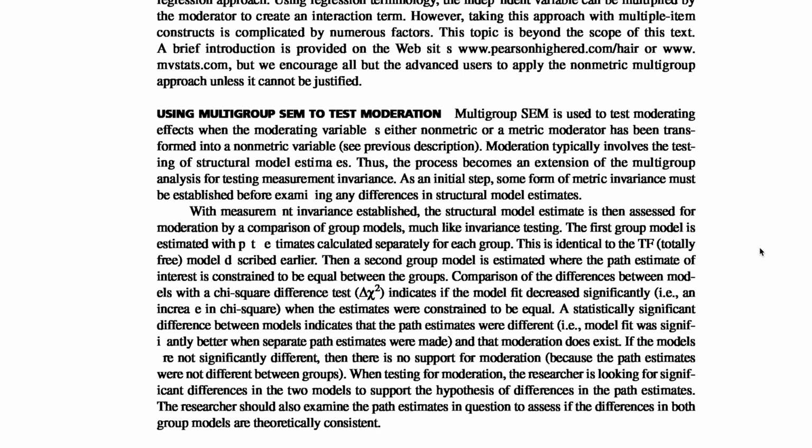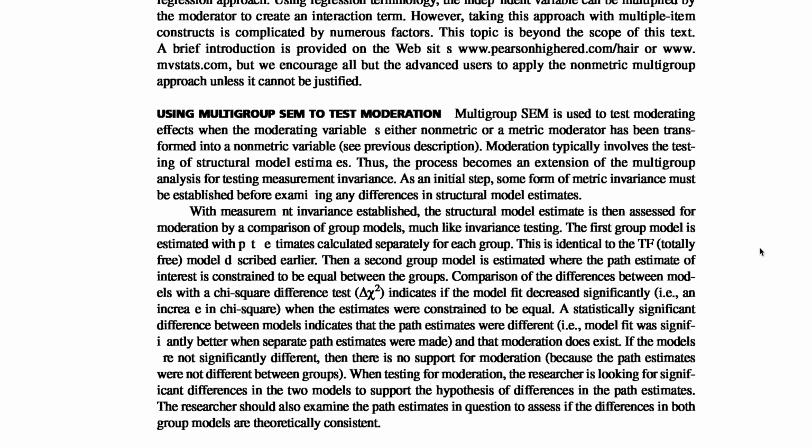Comparison of the differences between the models with a chi-square difference test indicates if the model fit decreases significantly, that is, the increase in the chi-square, when the estimates are constrained to be equal. A statistically significant difference between the models indicates that the path estimates were different. That is, model fit was significantly better when separate path estimates were made, and the moderation does exist. If the models are not significantly different, then there is no support for moderation because the path estimates were not different between the groups.